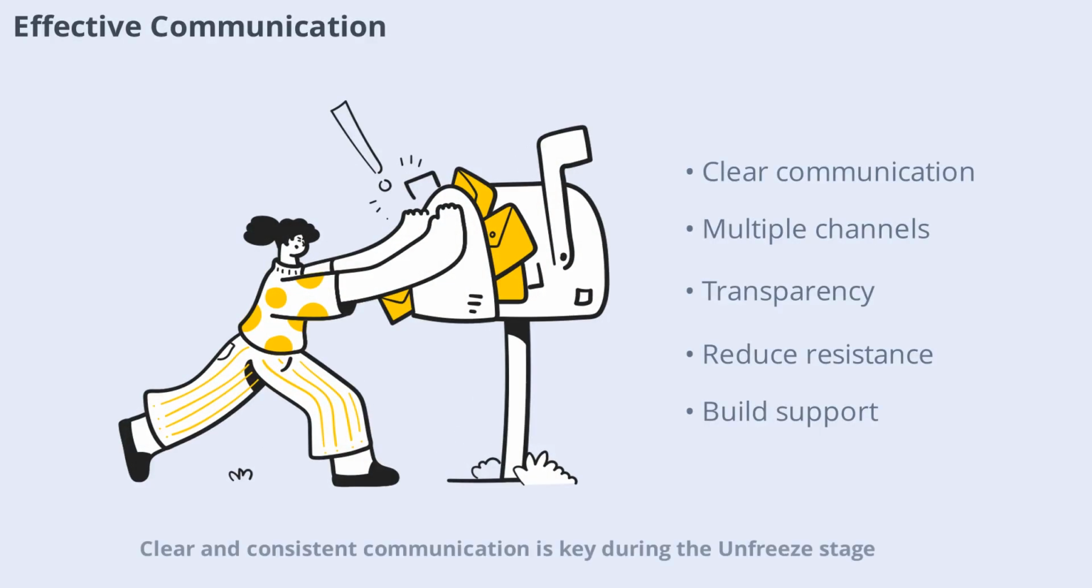Clear and consistent communication is key during the unfreeze stage. Leaders should use multiple channels to reach employees, ensuring everyone understands the reasons for change and what's expected. Open forums, emails, and meetings can help address concerns and answer questions. By fostering transparency and trust, organizations can reduce resistance and build support for the upcoming transition.